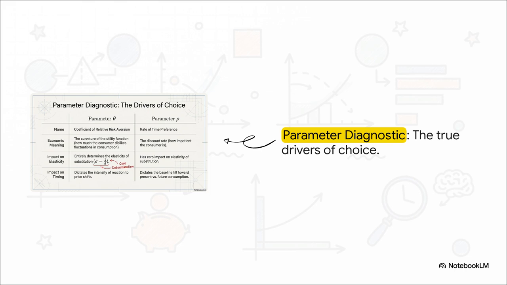While the discount rate, rho, tilts our baseline timing, making us naturally favor today or tomorrow, it's theta, our aversion to fluctuations, that entirely and permanently dictates our elasticity of substitution. Rho has zero impact on how you react to price changes. Theta is the sole driver of your economic agility across time.